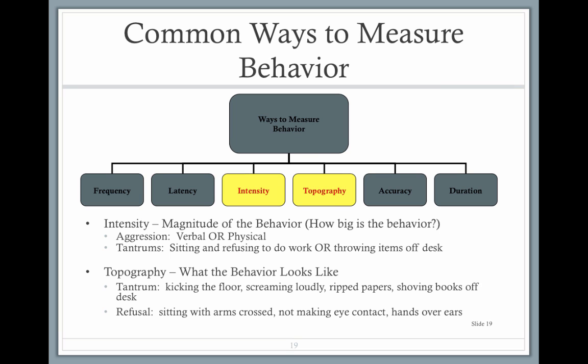The fourth way to measure behavior is topography. Topography is a fancy word for describing what the behavior looks like. We use an operational definition, as discussed earlier, and use clear, concise, and objective terms to describe the behavior. As an example, a tantrum may be described as a student kicking the floor, screaming loudly, and ripping papers up. Refusal may be described as sitting with the arms crossed, not making eye contact, and having their head down on a desk.